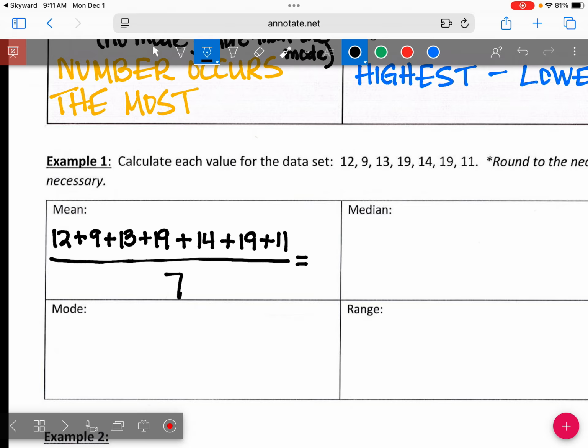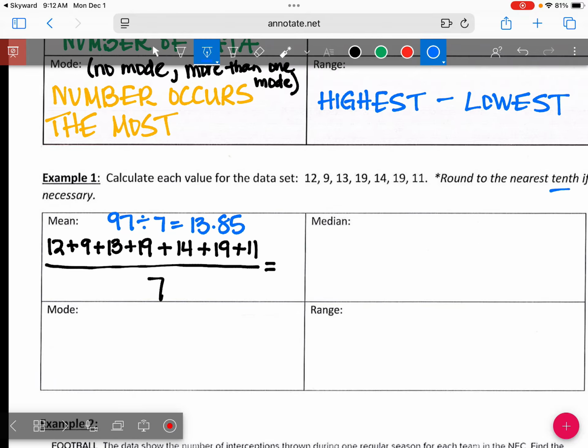Now this one says round it to the tenths place. So when you add them all up, who got 97? All right, and then we're going to take the 97 divided by 7. And I think you get like 13.85. Who got that? Now remember though, it says round to the tenths place.